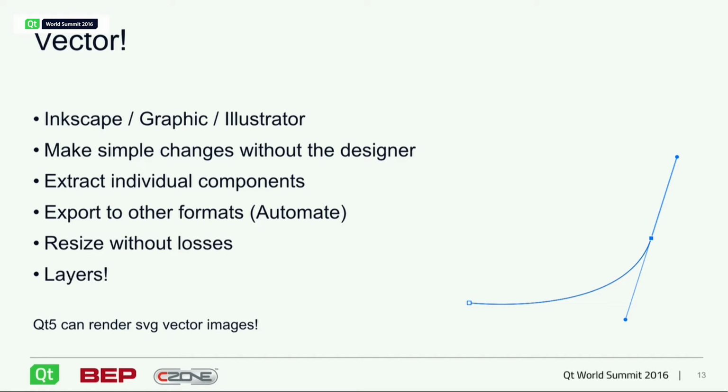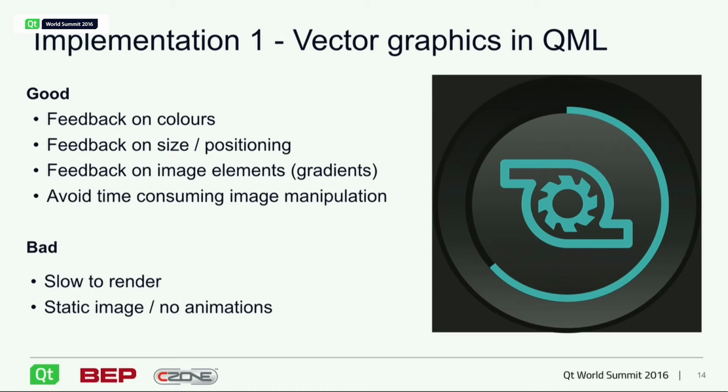So Qt5 can actually render vector images. Like if you're in QML, if you say, here's my image, it's an SVG, it really can just, here you go. What it's doing is creating the image first. So it renders internally to an image, and then it displays the image. So there's inherently more time involved in doing that. So our first implementation was a vector graphic.